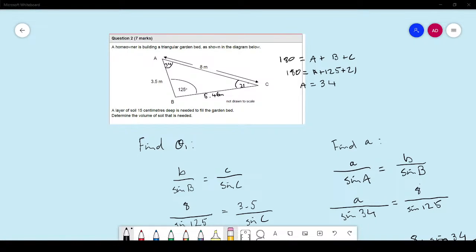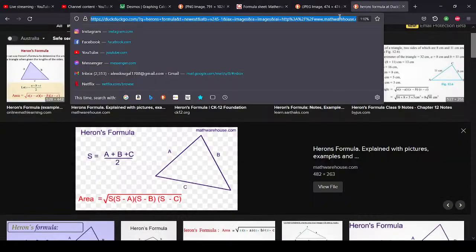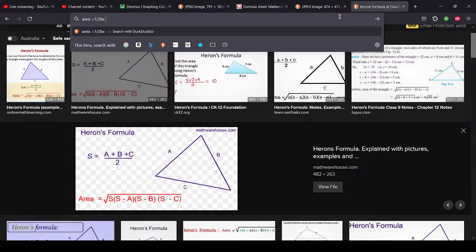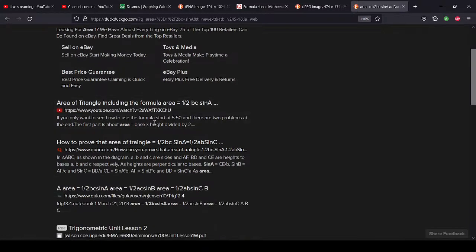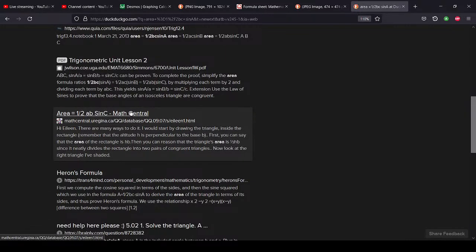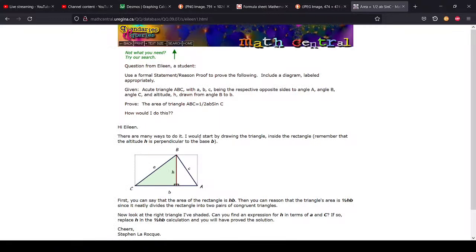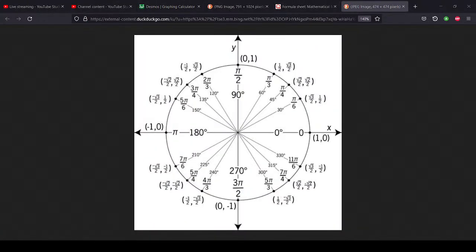Now, Heron's formula wasn't listed on your formula sheet, which is... Oh, okay, no, we can use this one. Area equals half BC sine A. That should be for non-right angled. I just haven't used this in years. I want to double check that. Yeah, non-right angle triangle.